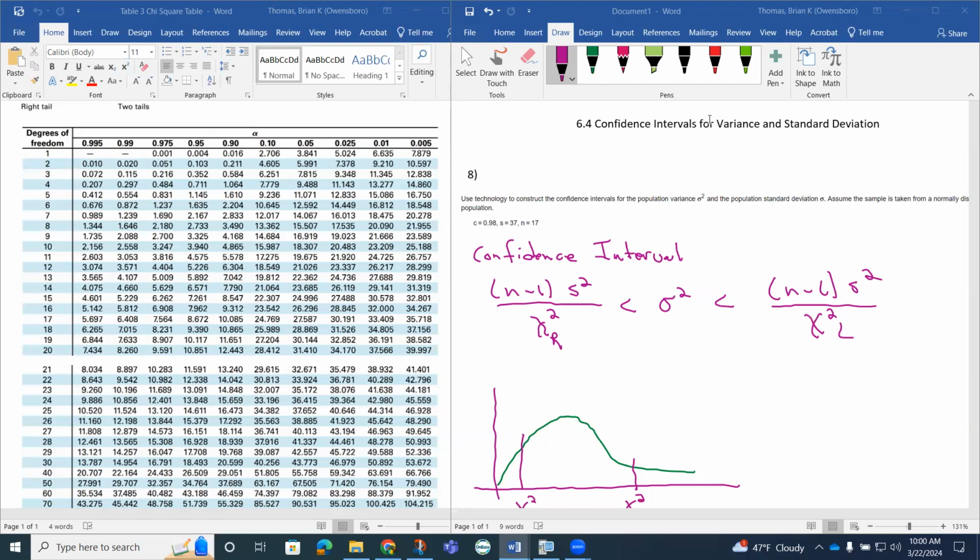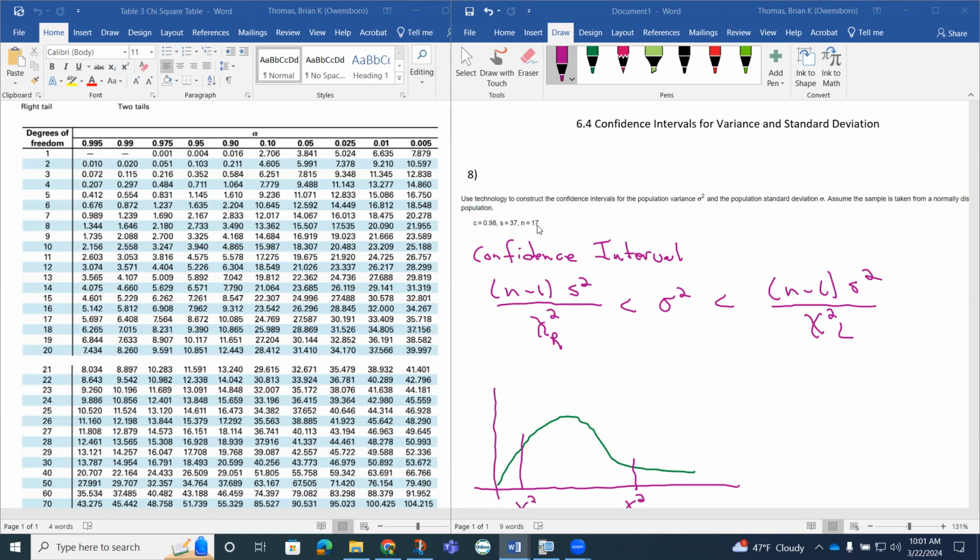So I'd like to look at a couple examples from 6.4, confidence intervals for variance and standard deviation. Question 8 says, use technology to construct the confidence intervals for population variance and population standard deviation. Assume the sample is taken from a normally distributed population. So we're given the confidence interval is 0.98 or 98%. Remember, S stands for the sample standard deviation, and N is the sample size, 17.